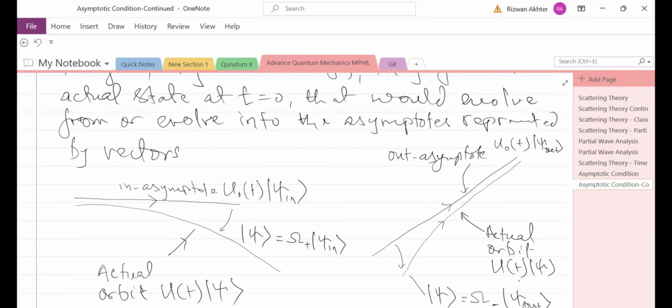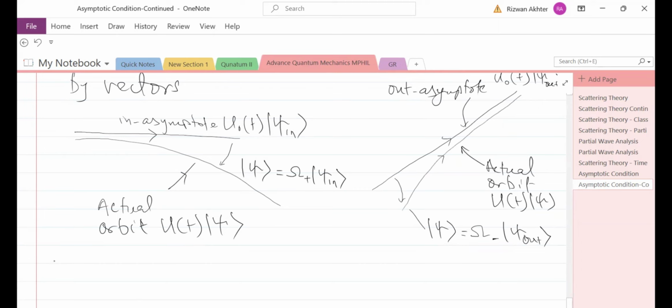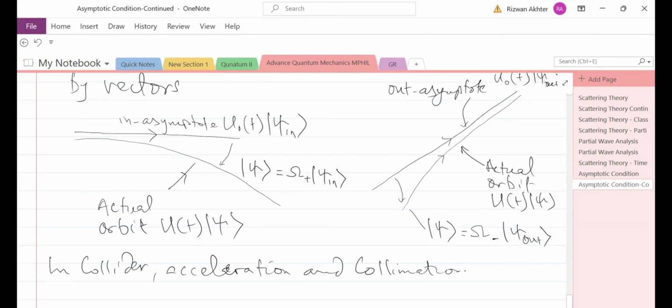So in actual practice, in colliders or accelerators, acceleration and collimation: acceleration is done by the electric field and collimation is done by the magnetic field.